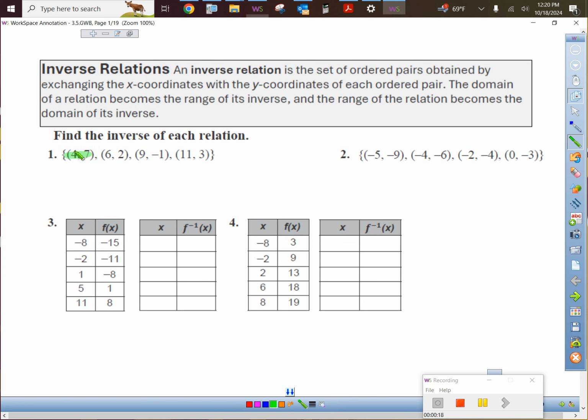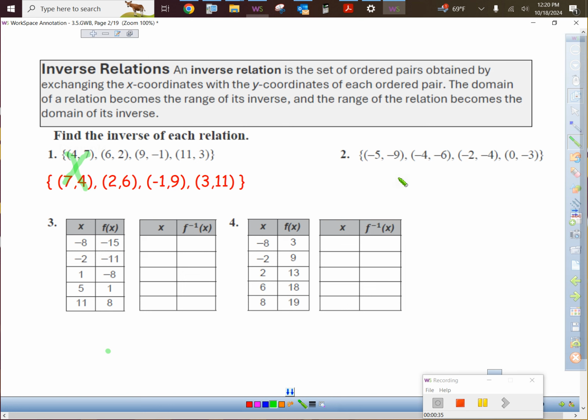So you can see here, this is a relation. It's a set of ordered pairs. If x is 4 and y is 7, we're just going to switch that around and get 7, 4 back. So you can see that I did that with every single one of these. It's still a set, right? But all I had to do was switch x and y around. The 7 was the y, it became the x, and the 4 was the x, it became the y in that case.